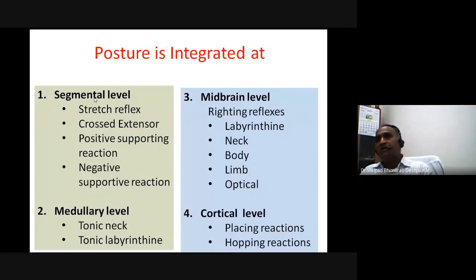I need not tell about the stretch reflex and the crossed extensor reflex. You can refer back. Then at the medullary level, we have the tonic neck reflexes and tonic labyrinthine reflexes. The tonic neck reflexes have three components. One component is moving sidewards. When you move the head to one side, you have the jaw limbs and the skull limbs. Jaw limbs extend and the skull limbs flex.